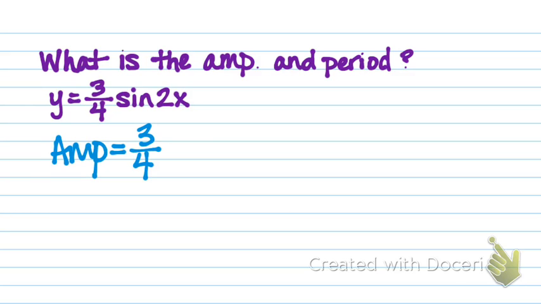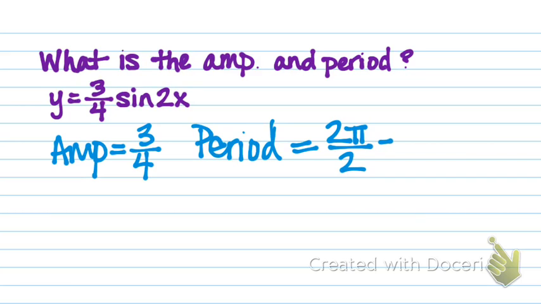The period is always going to be 2 pi divided by the number in front of x, which is a 2. So for the period, we're going to do 2 pi divided by 2. So 2 pi divided by 2 is just going to simplify to pi. So the period for this function is just going to be pi. So if I was going to graph it on my x-axis, I would go from 0 to pi, and then my x scale, I would do pi divided by 4, or pi over 4. And then on my y's, I would make it go up to 3/4 and down to -3/4.